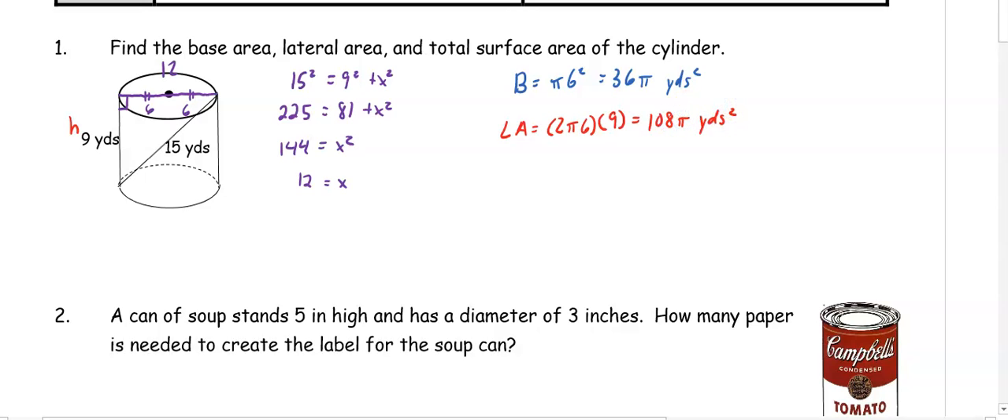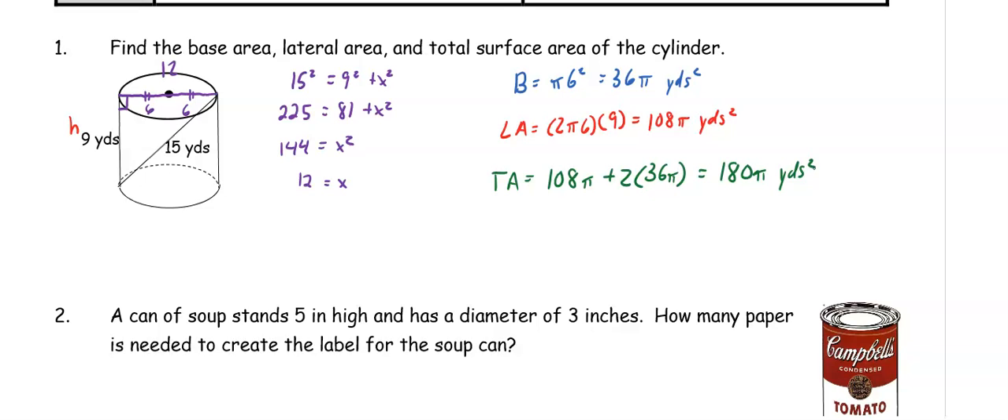For total surface area, we need the lateral area, so 108 pi, plus the area of two bases. And we already know our base is 36 pi. So we get 108 plus 2 times 36, which would get us 180 pi yards squared. Remember, anytime it's a cylinder, you should have pi in your answer because it has a circular base.